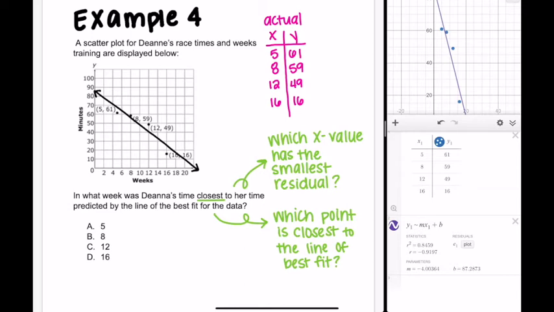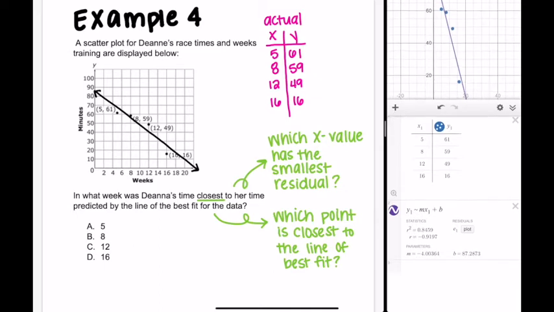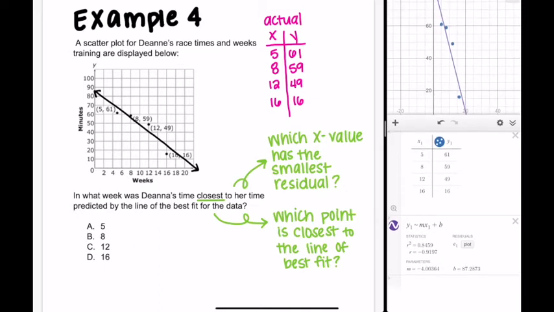So that's going to be our answer, but I want you to understand why that point is so close to the line and how that ties in with residuals. In Desmos, you have the residuals plot. When you click e1, notice what happens with the table. It gives me some new values. So this e1 is my residuals.